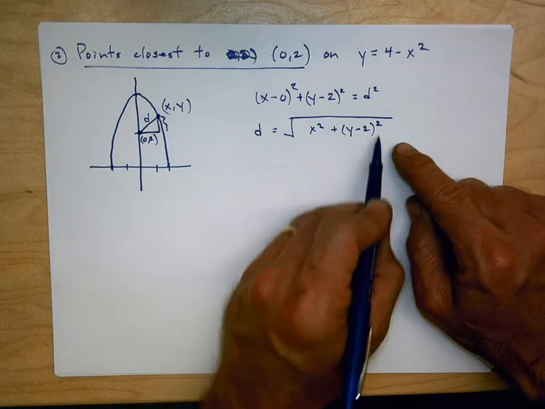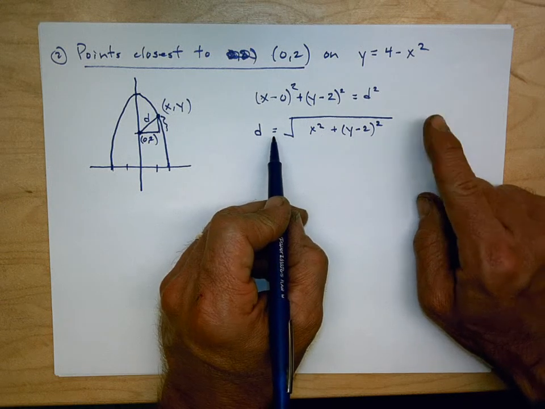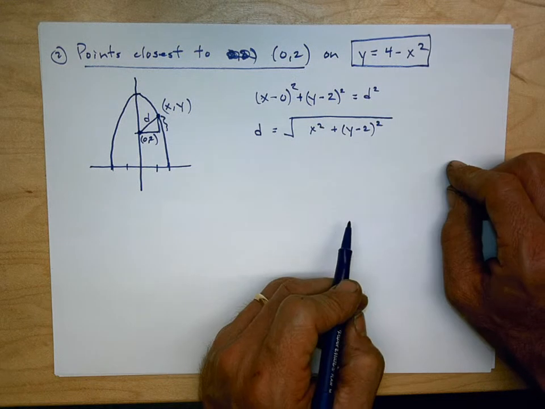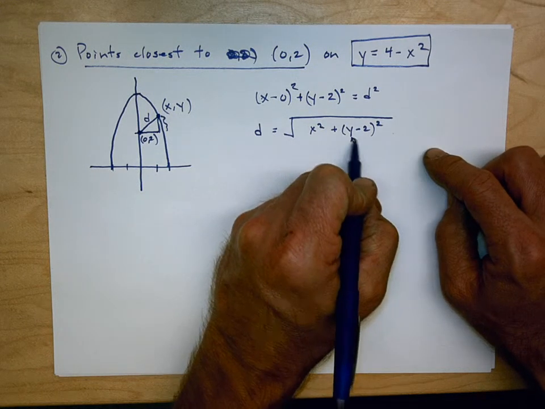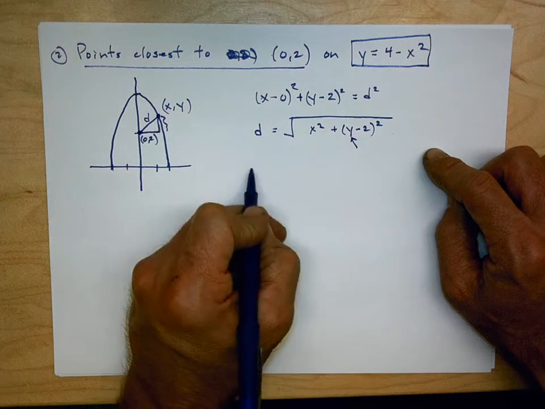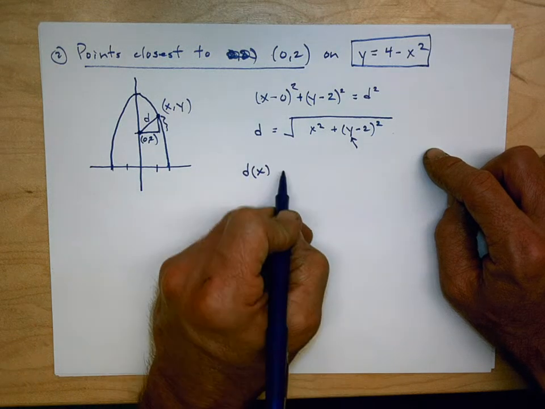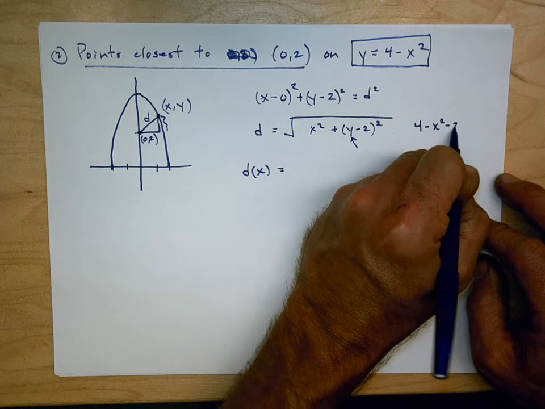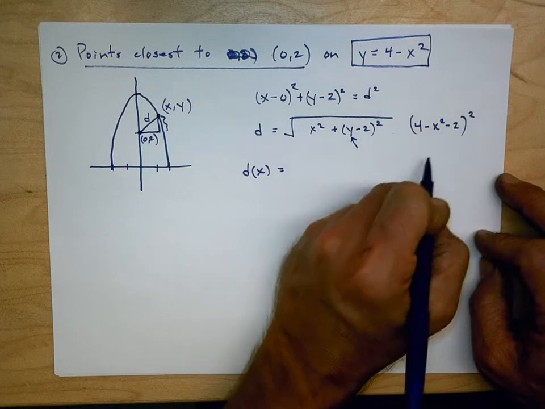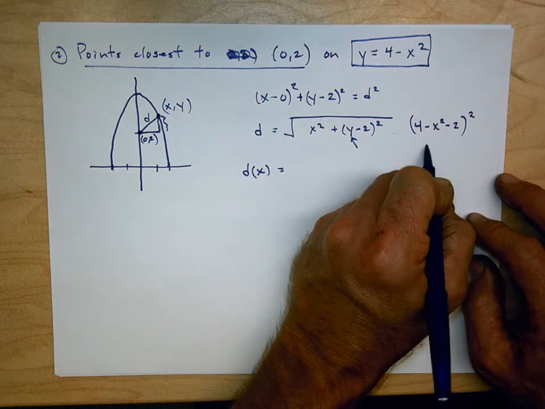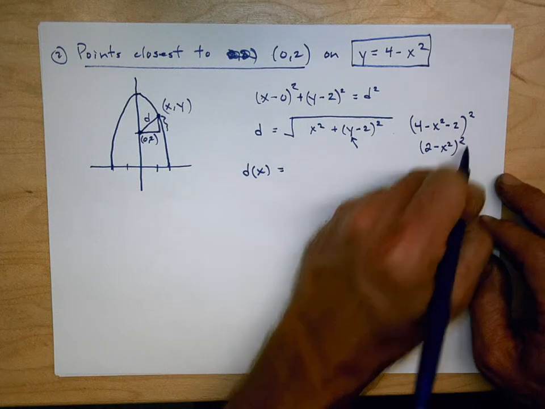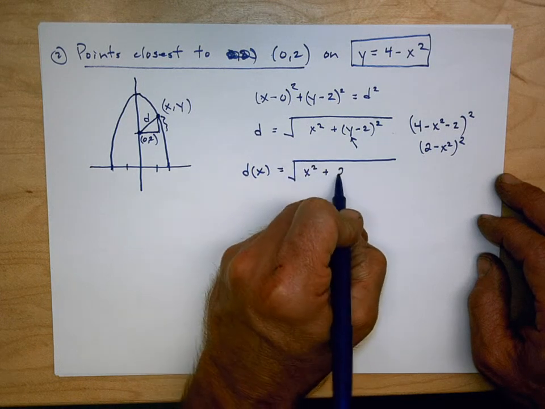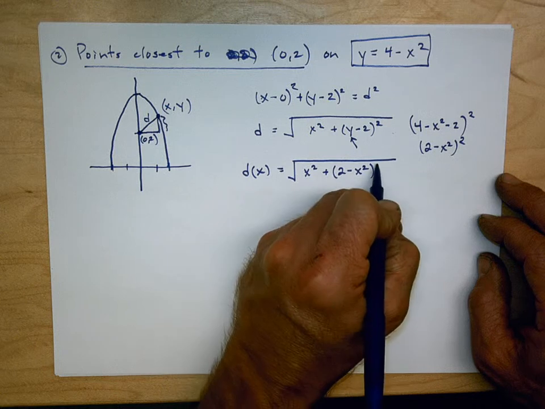But we need to get this now into a function of only one variable because we have 2 right now. But notice we have y equals 4 minus x squared. So we could just put 4 minus x squared in here for y, and that would give us d as a function of x only. If I put that in, I have 4 minus x squared minus 2, squared. That simplifies to 2 minus x squared, squared. Okay, so we've got x squared plus 2 minus x squared, squared.